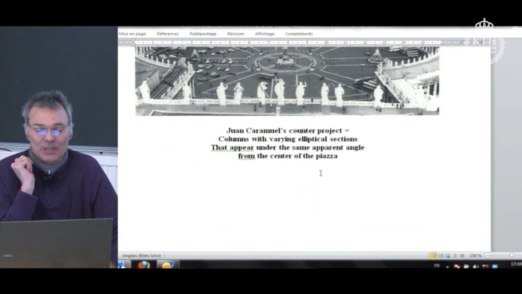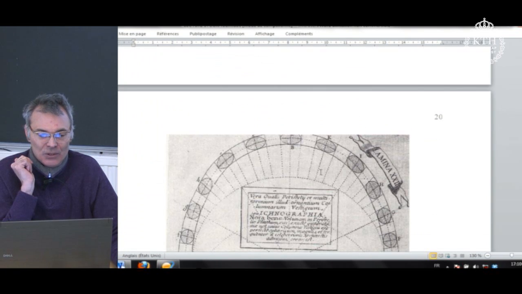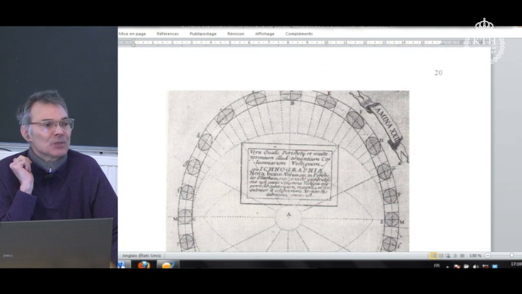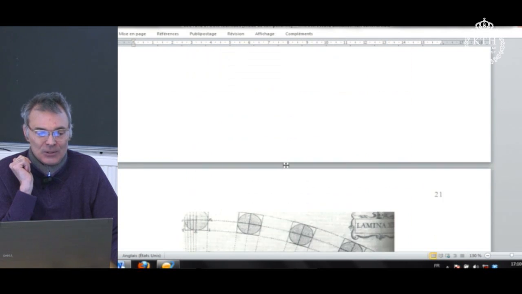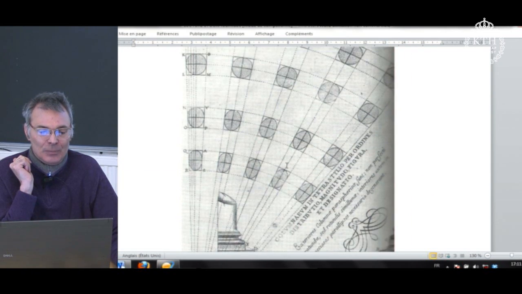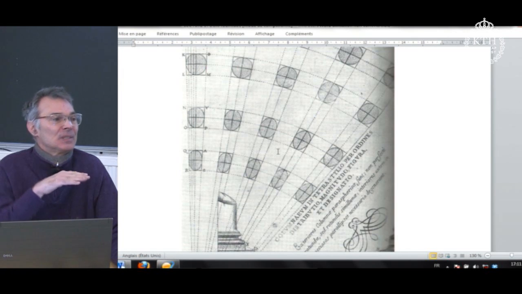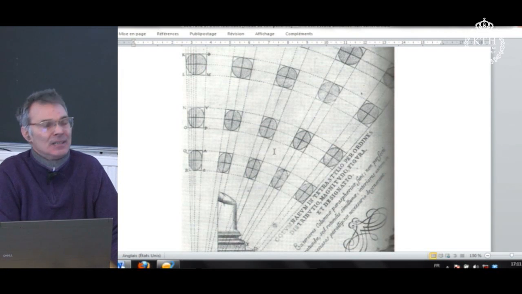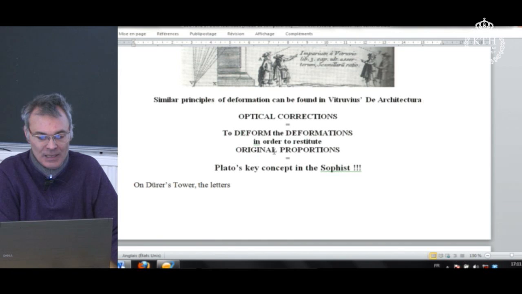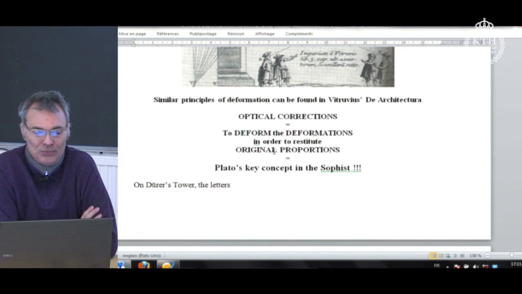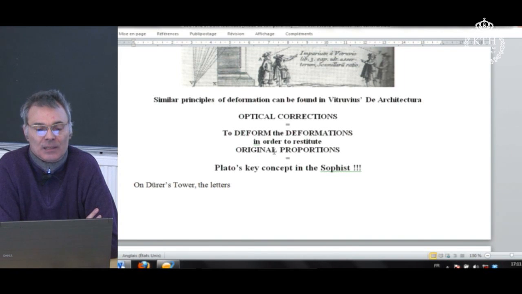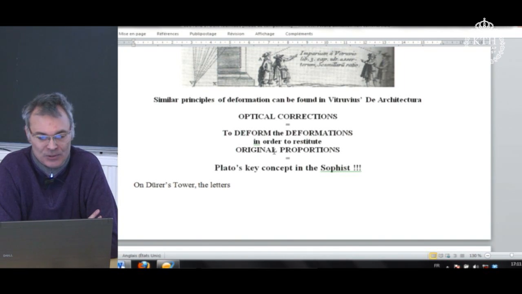this is a project of Bernini that has been built, but the one of Juan Caramuel would have been much more interesting with elliptic columns that actually correspond to equal apparent angle for an observer located in the center of the piazza. And here you see the series of varying sections of the columns. So similar principle of deformations could be also found in Vitruvius' De Architectura under the name of optical corrections.